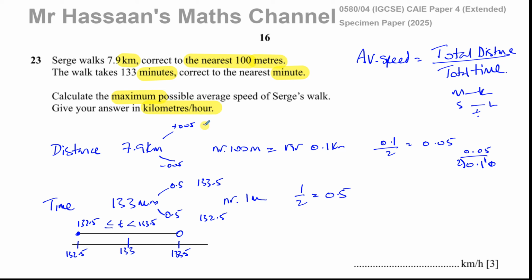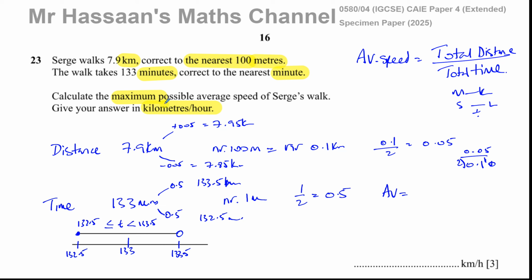That's going to give you 7.95, and that's going to give you 7.85. So here we have the upper bound and the lower bound of these values, and this is in kilometers, and this is minutes. Okay, so now we're going to say the average speed is equal to the total distance.